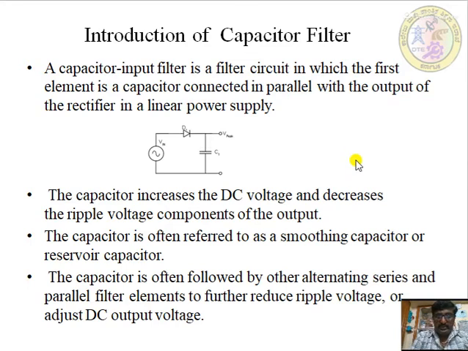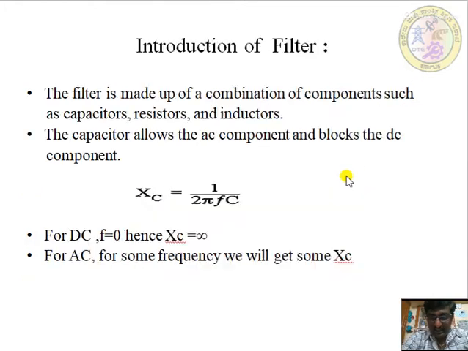Next, the capacitor increases the DC voltage and decreases the ripple voltage components of the output. The capacitor is often referred to as a smoothing capacitor or reservoir capacitor, because filters are used for smoothing. The capacitor is often followed by other alternating series and parallel filter elements to further reduce ripple voltage or adjust the DC voltage. So along with the capacitor, we require other filtering elements.